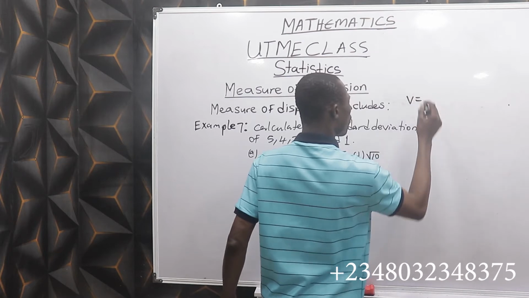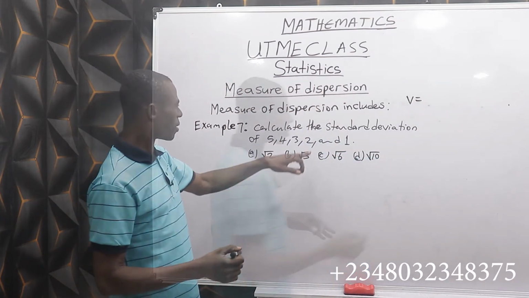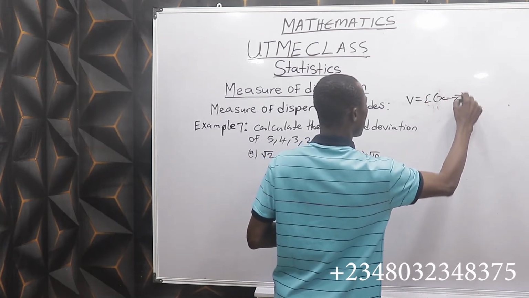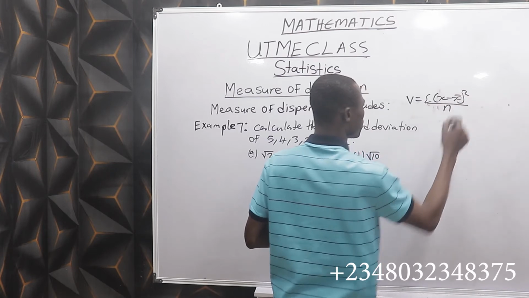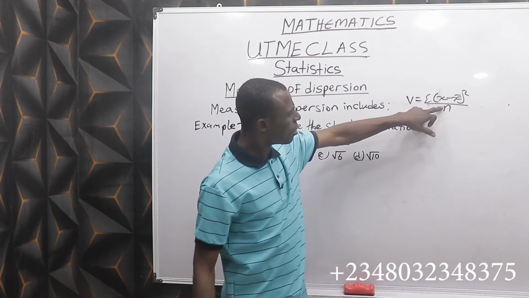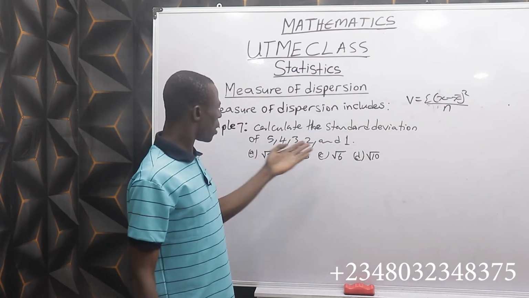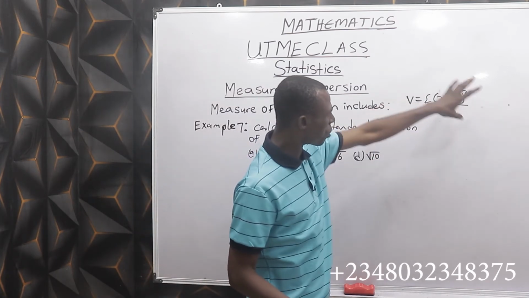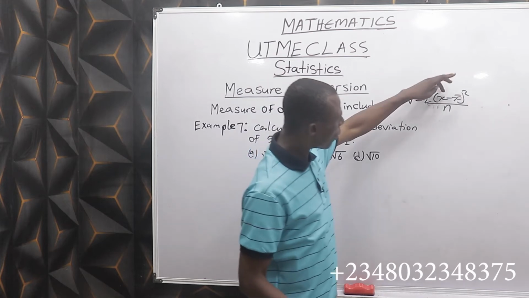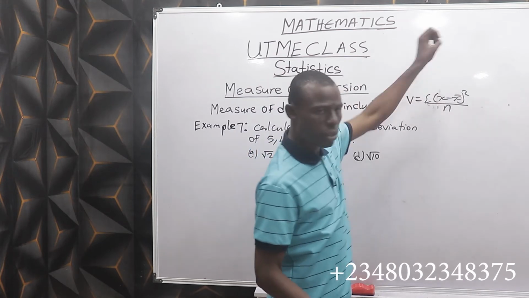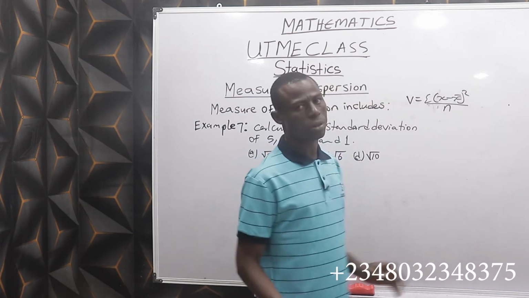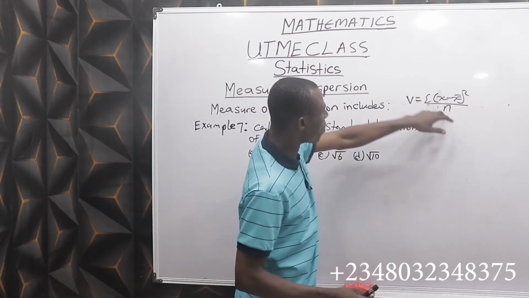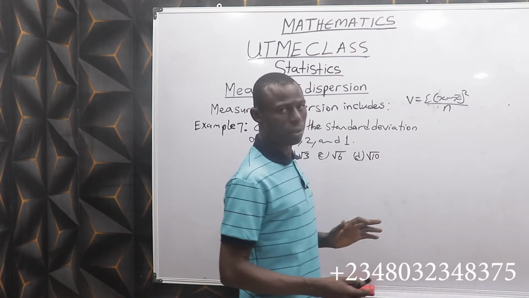Variance for a non-tabulated data like this, variance is summation x minus x bar square divided by n, where n represents the number of items, the count of the numbers there. This sigma means addition, summation of x minus x bar square, that is the square of the deviation. X minus x bar is deviation. Square of the deviation divided by the number of the items we have there is the variance.